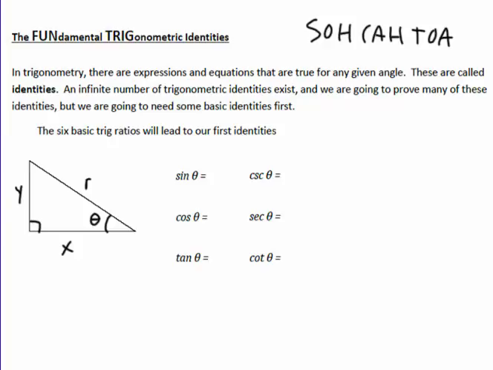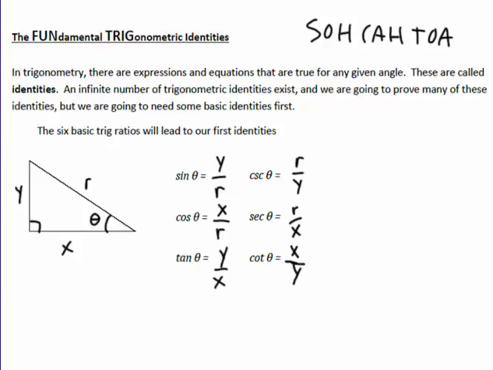So sine is opposite over hypotenuse, which would be y over r. Cos would be adjacent over hypotenuse, which is x over r. And tan is opposite over adjacent, which is y over x. Now, we've already looked at the reciprocal identities where we just flip those over. Y becomes the denominator in cosecant, and we get r over y, r over x for secant, and x over y for cotangent. Now, those just come from the basic identities.